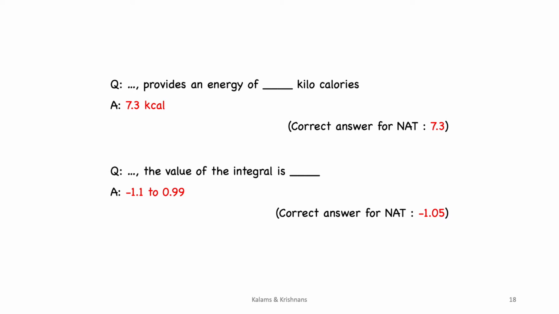Again, say the value of the integral is dash. The computer is expecting a number. So 1 is a number, but minus 1.1 to 0.99 is a range. We shouldn't enter such answers. Okay, very silly mistakes to avoid. Some of you were making them, so avoid it from now on.